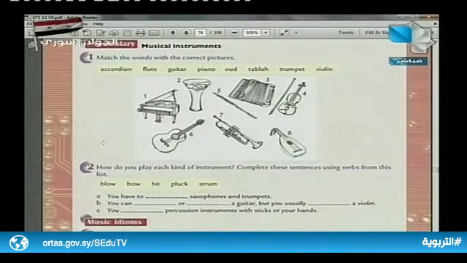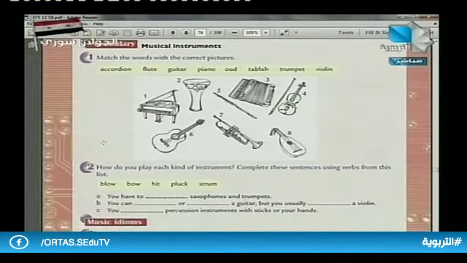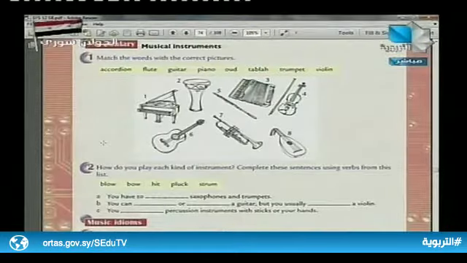Verbs to be used. When we want to play music with some of these instruments, we need specific verbs. We cannot say, for example, I play tabla. Of course not, I cannot use this verb with tabla. We hit the tabla.